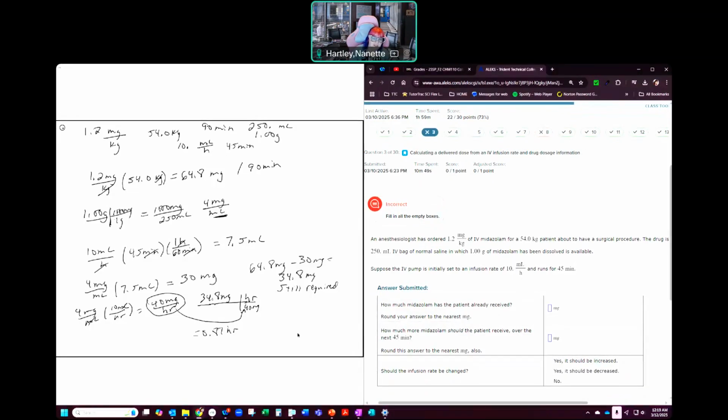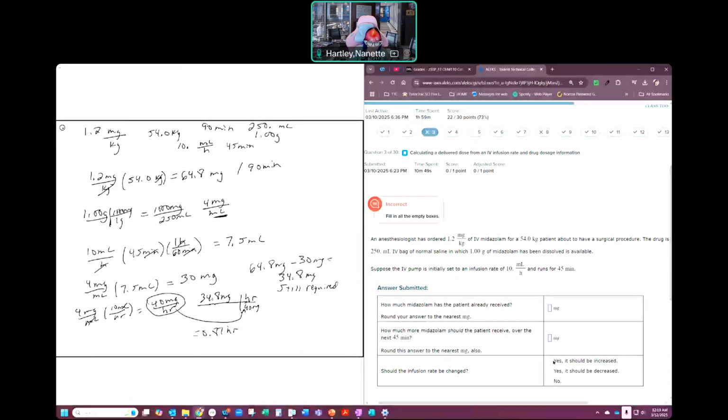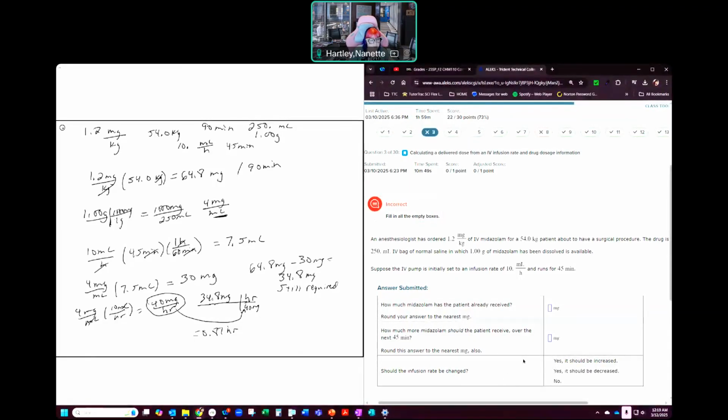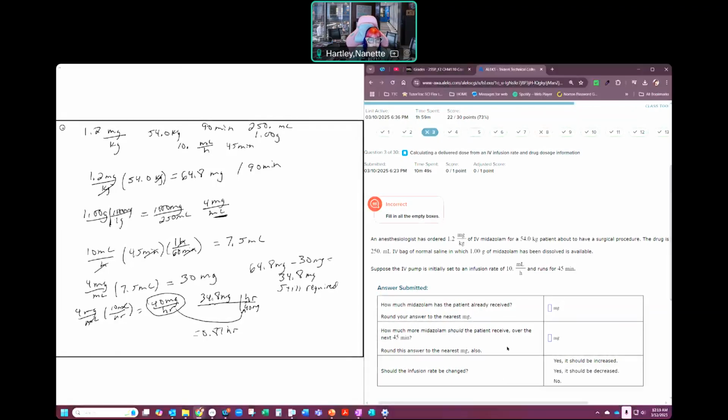Yes, because if we keep it at the same rate, then we're going to need 52.2 minutes, and we don't have that much time left because we only have 45 minutes left. So we need to increase it to be able to give them the right amount in the time that's left. Because this 0.87, if we multiply that by 60 minutes per hour, equals 52.2 minutes. And so we have to increase the rate in order to deliver that in the 45 minutes left.